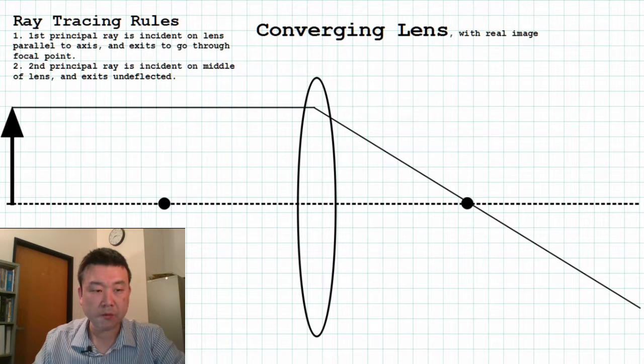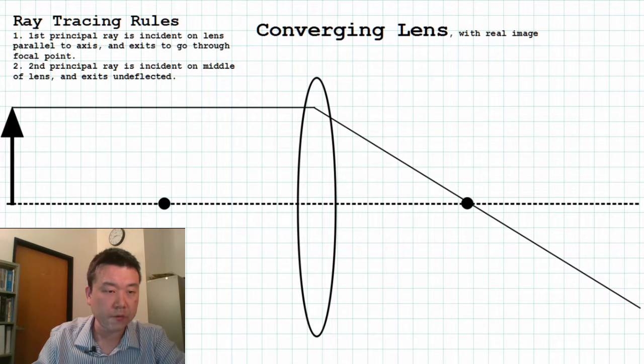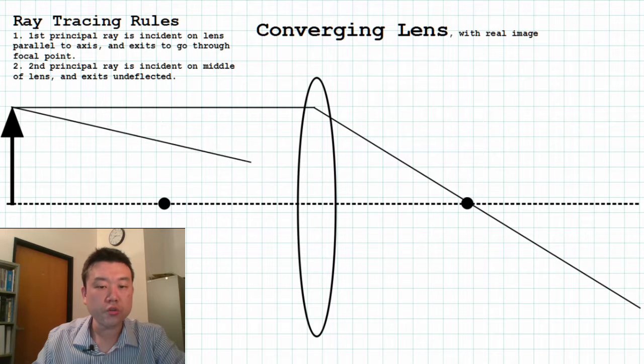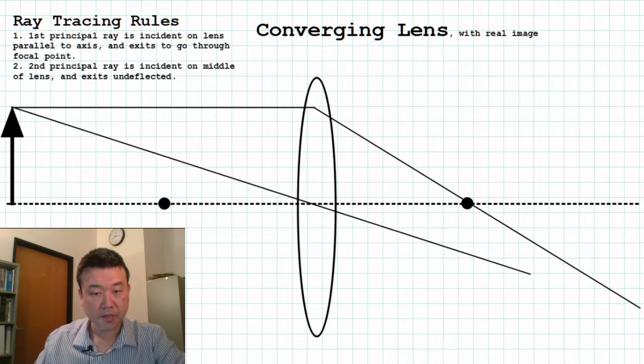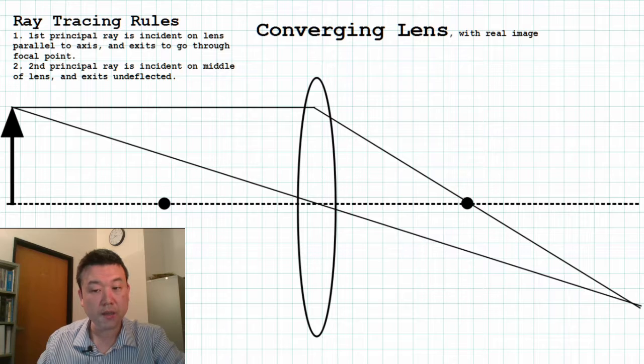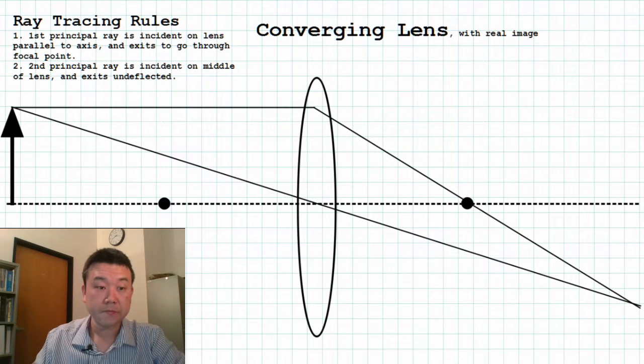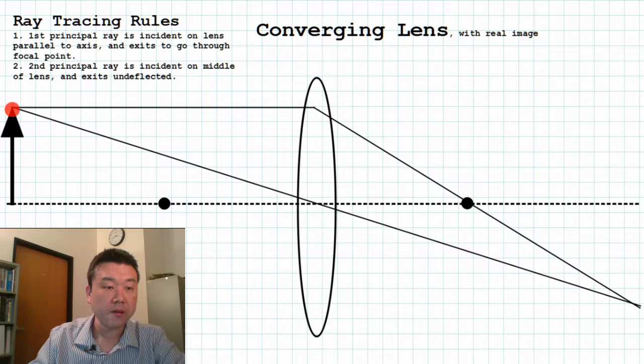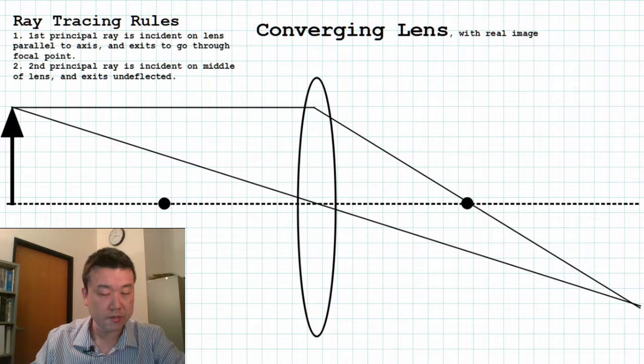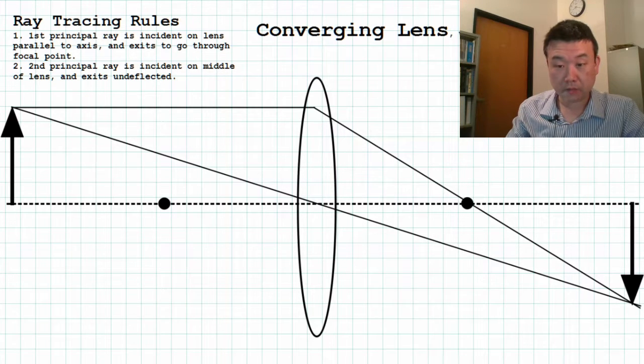The second principal ray, once again from the tip of the arrow, goes through the middle of the lens in such a way that it's undeflected. You see where these rays cross each other. So this point here is where the tip of the arrow would form a focus. Now you can imagine doing the same thing for the rest of the arrow, and when you do that, this is what you end up with. All right, so that's the ray tracing.